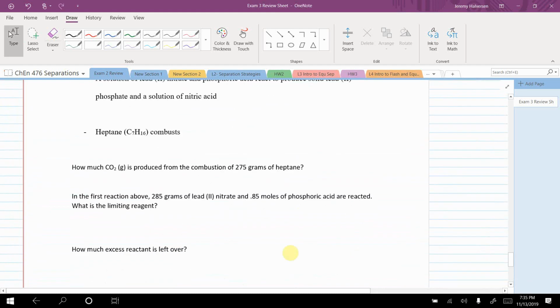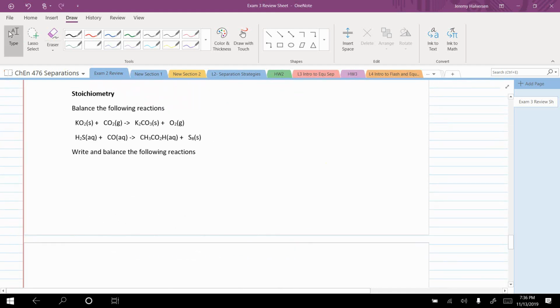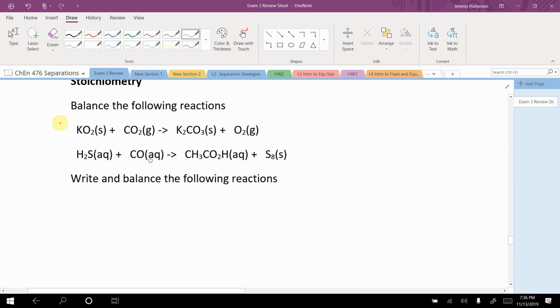What do we got? Oh, we've only got a page left. We're good. Okay, balance the following reactions. Do you guys feel like you know how to balance stuff? Yeah. Okay, let's try and do this then. When somebody's got it, just tell me.